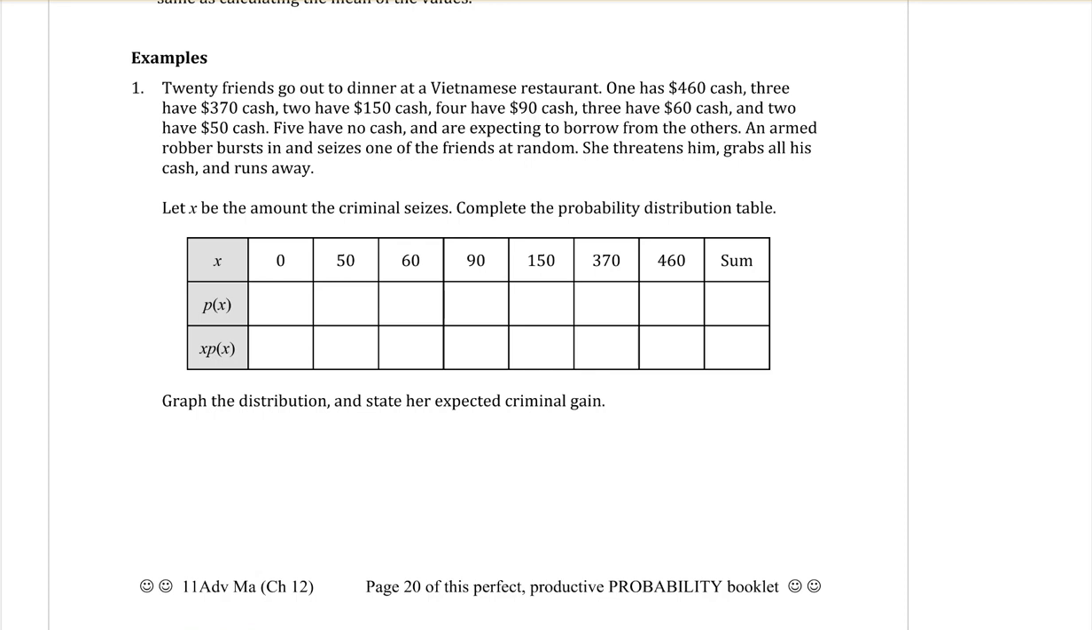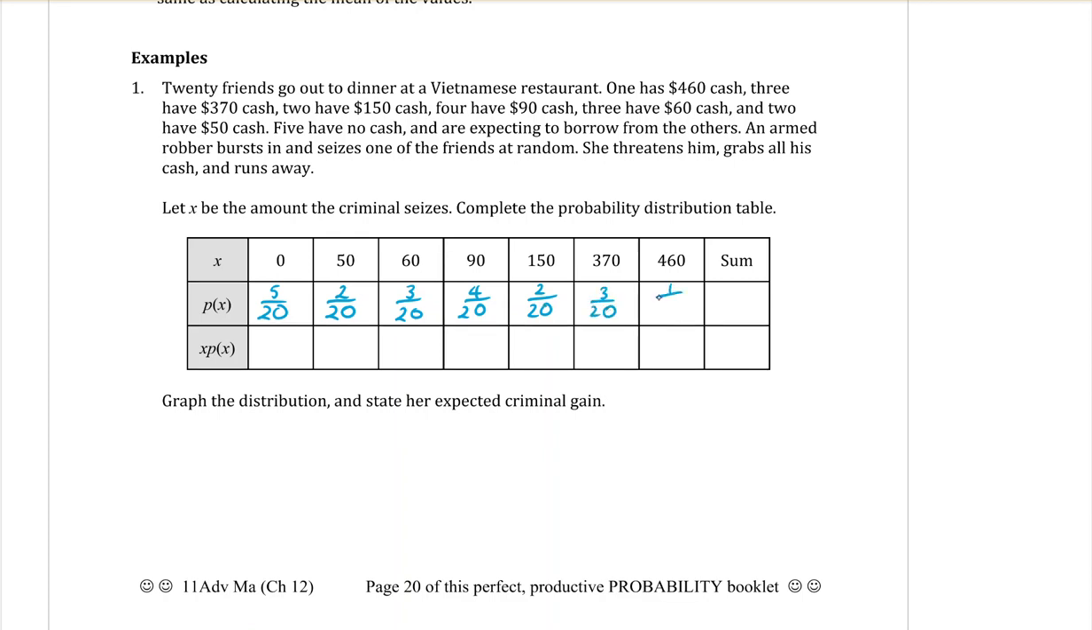So, $0 being the amount of money that they had there. How many people had $0? 5 people out of the 20. So 5 out of 20 is the probability that the thief will get $0. How many people had $50? 2 out of the 20 had $50. How many had $60? 3. How many had $90? 4. How many had $150? How many had $370? 3.